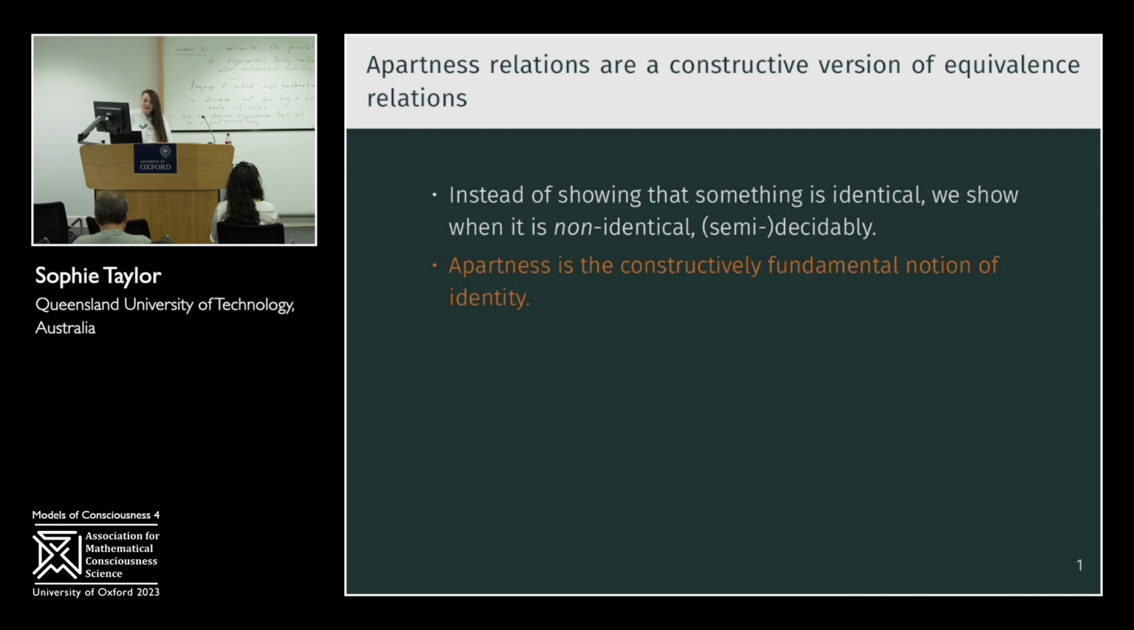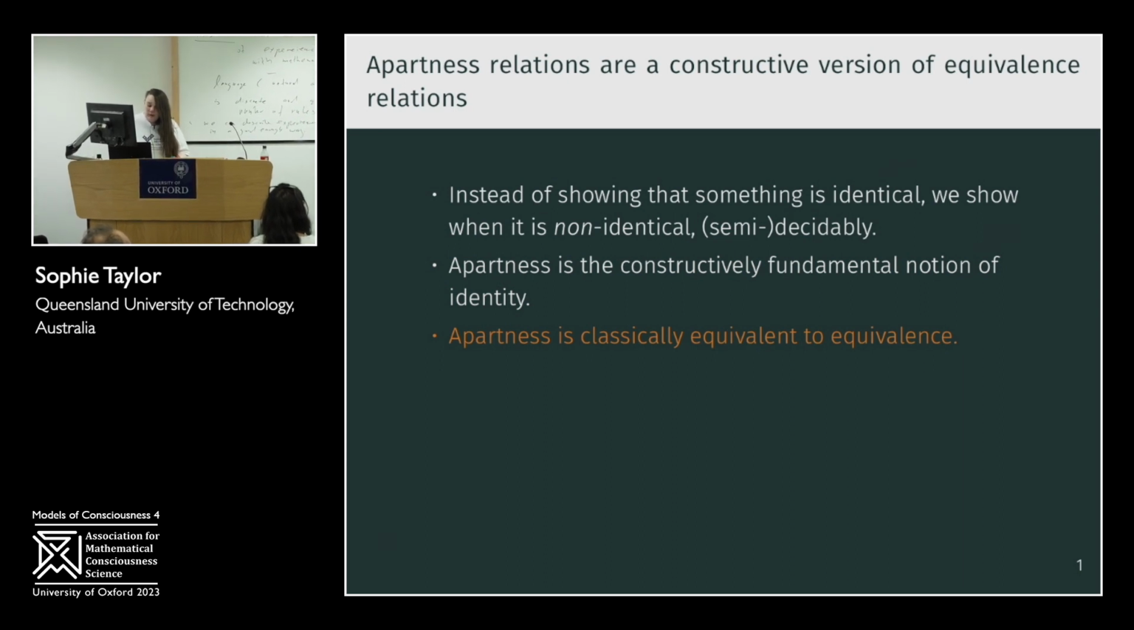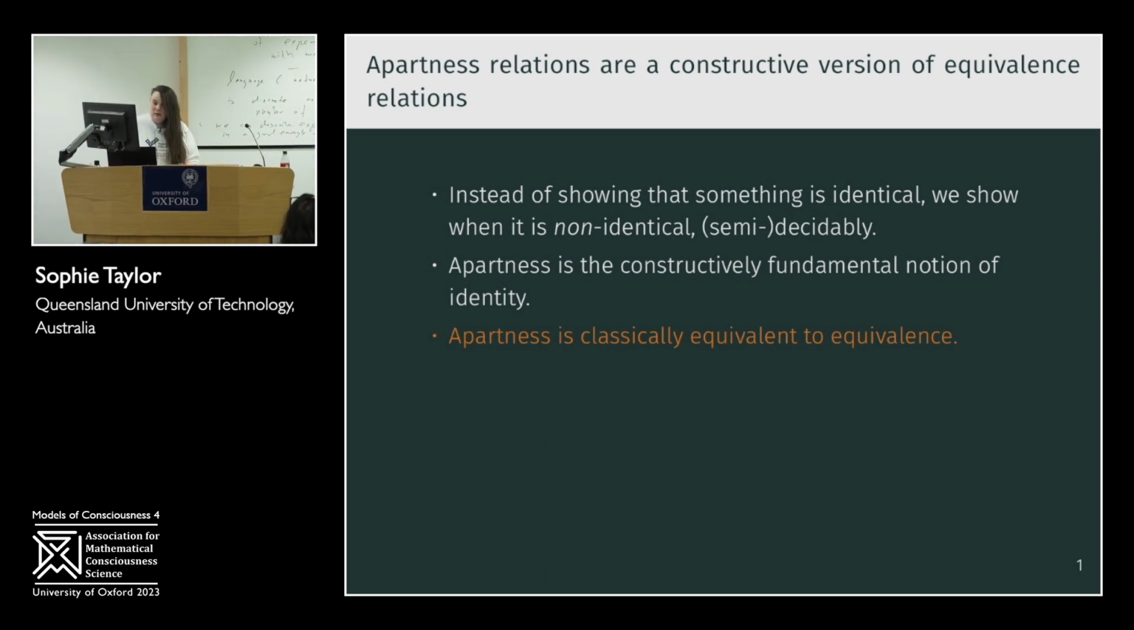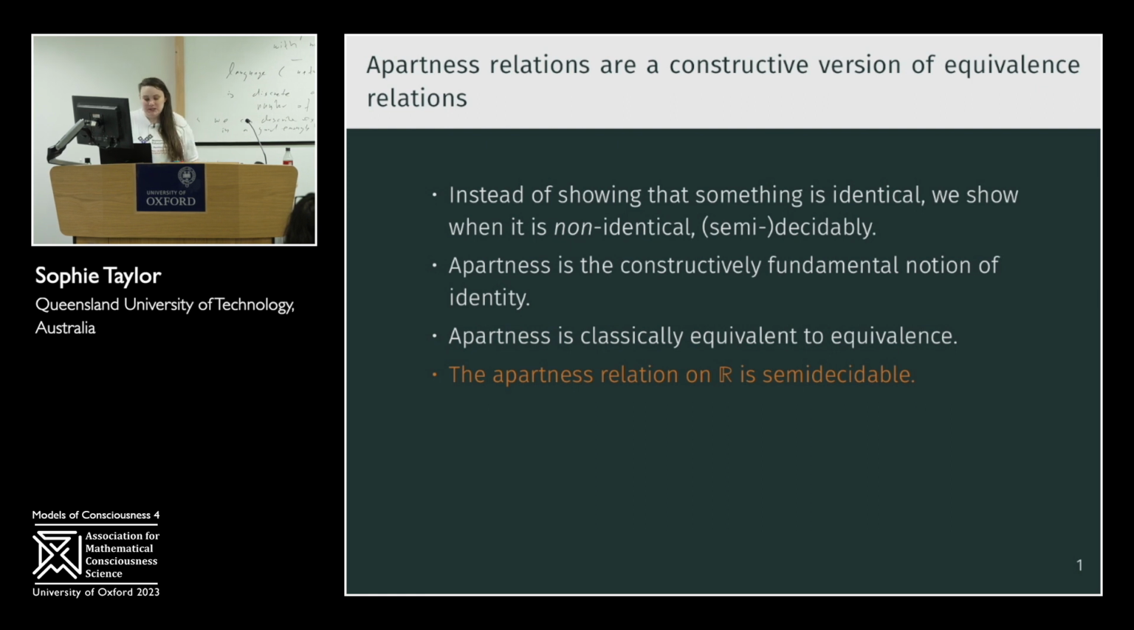This puts inequality and symmetry breaking as the fundamental notion in constructive mathematics. If we were in the classical world, then it would be equivalent to classical equivalence. As an example, the inequality relation on the real numbers is semi-decidable. If two numbers are different, then we'll always come across the difference eventually. So we can always halt with no eventually.